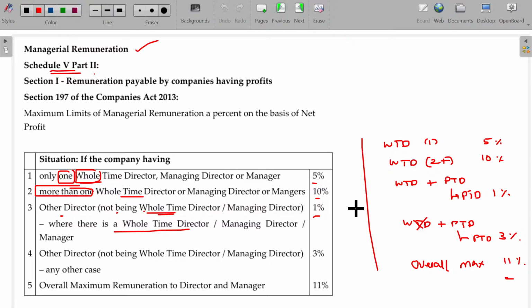Now, we have studied that the maximum limit of managerial remuneration is a percent on the basis of net profit. Remuneration payable by companies having profit is under section 197. If the company has no profit, it is paid based on effective capital. Now, what about the net profit, sir? Net profit is not the profit as per the books you prepared. From there, you have to do some plus or minus to arrive at the net profit for managerial remuneration. Only on that will the 5%, 10% be applied.